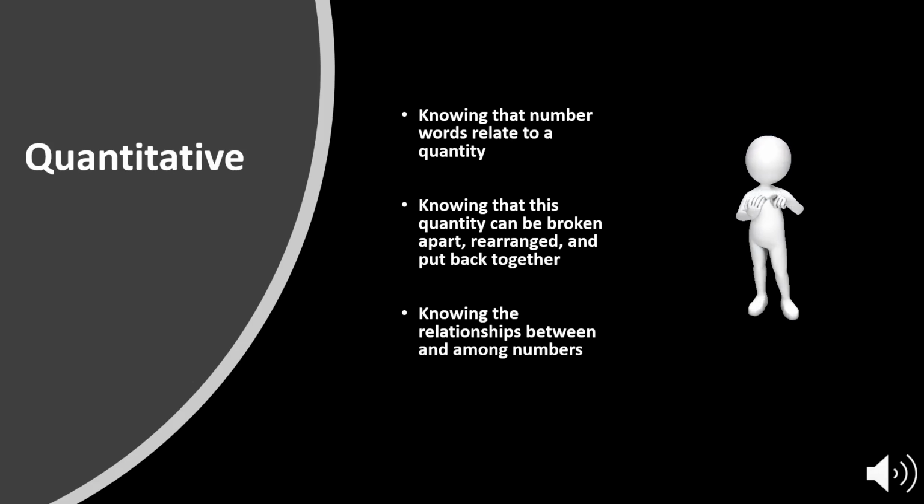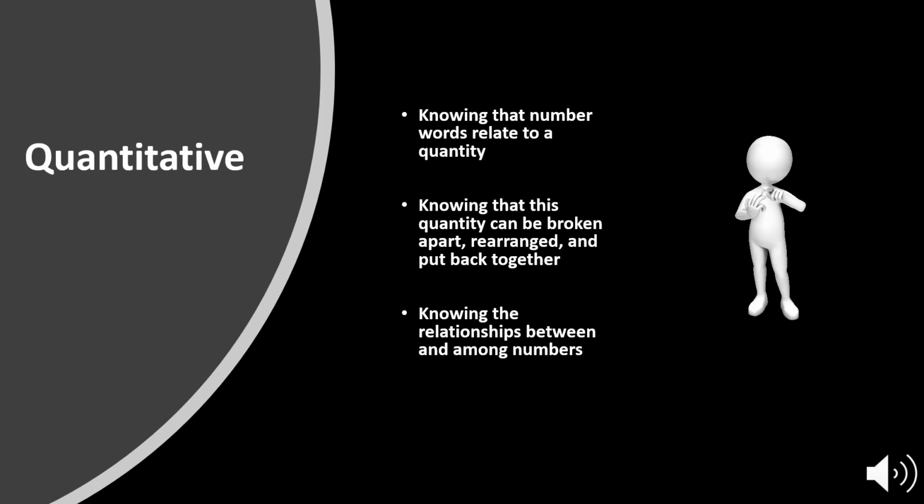The second aspect of a number is the quantitative aspect. Most children come to school with some ability to verbalize numbers. The concern is that there is no meaning attached to what they are saying. If students have an understanding of this aspect, they know that number words relate to quantity or an amount. They know that the number 5 is referring to 5 of something. They know that this quantity can be broken apart, rearranged, and put back together. For example, they know that 5 can be broken apart into 2 and 3, 3 and 2, 1 and 4, or 4 and 1. And once put back together, it remains a total of 5.